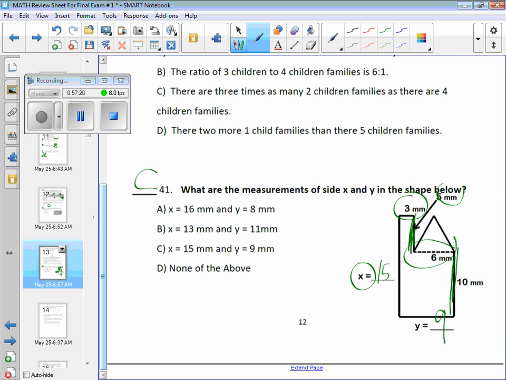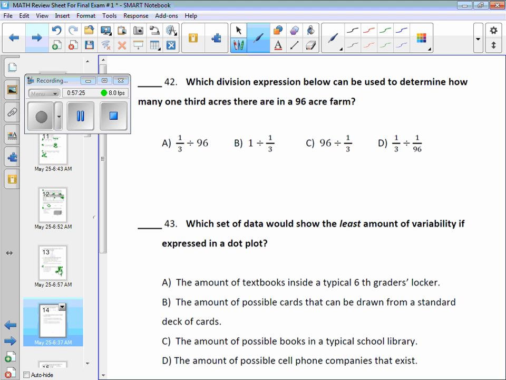You had a question. 42. There's that question again. How many 1/3 in 96? How do you change that into a division expression? Kurt? Yep, it's C. Those word problems to division are going to be the ones that I'm going to worry about the most, because it was problematic last year as well.